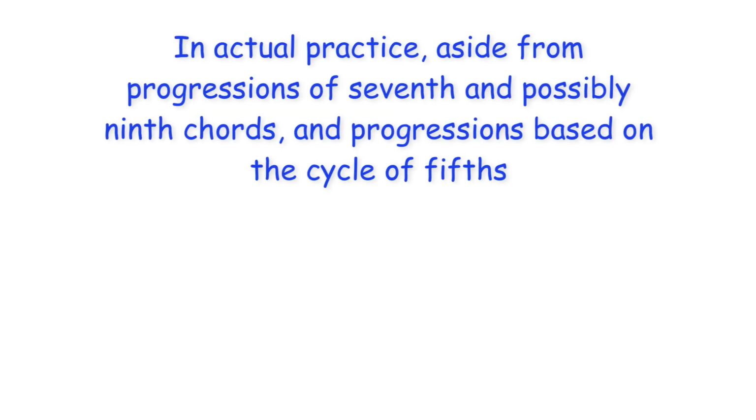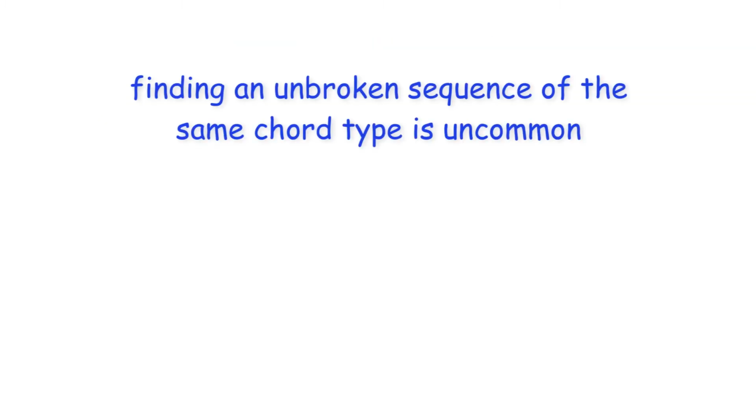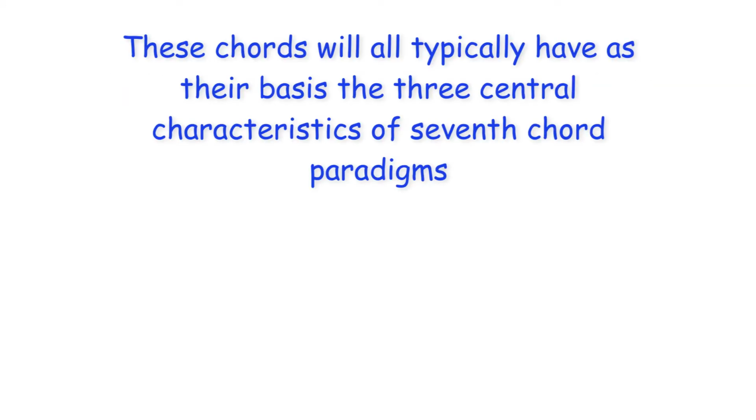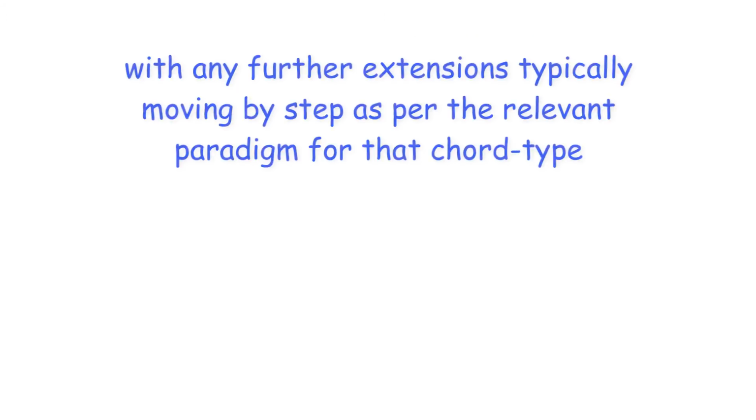In actual practice, aside from progressions of 7th and possibly 9th chords and progressions based on the cycle of fifths, finding an unbroken sequence of the same chord type is uncommon. Different chord types are used to form a tune's progression. These chords will all typically have as their basis the three central characteristics of 7th chord paradigms, with any further extensions typically moving by step as per the relevant paradigm for that chord type.